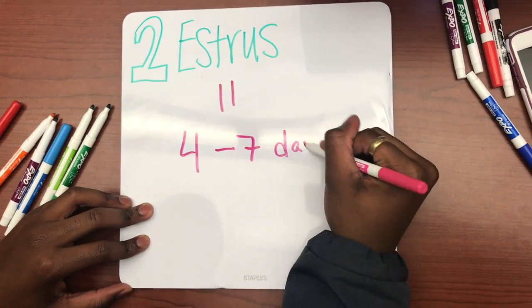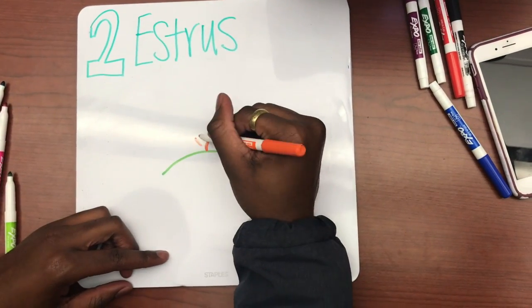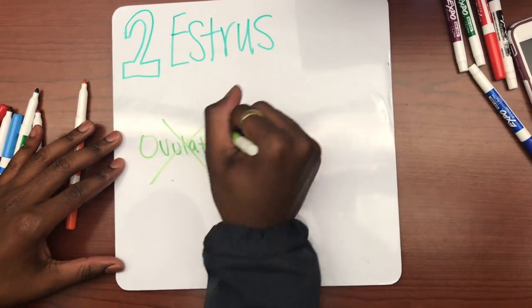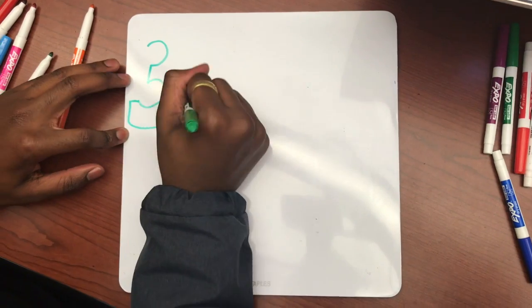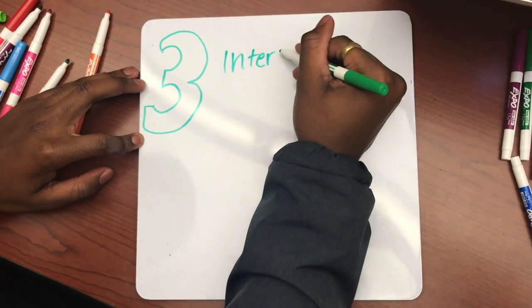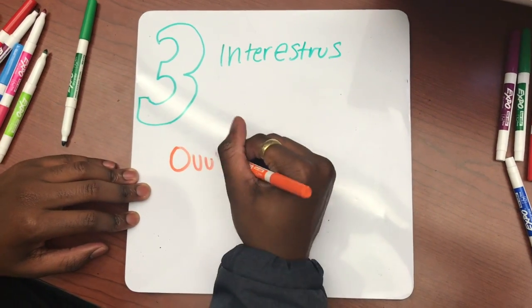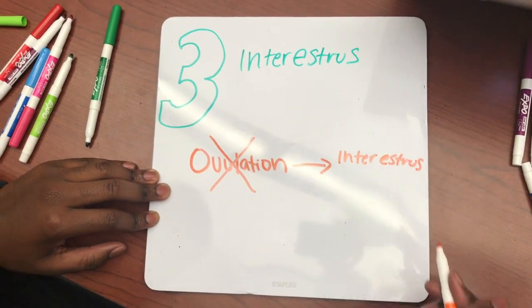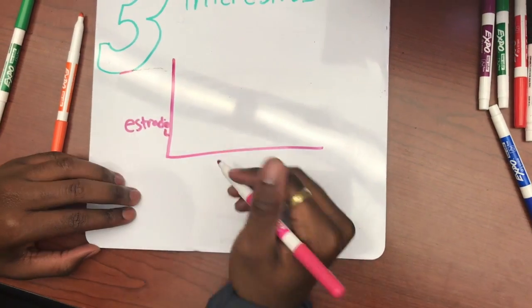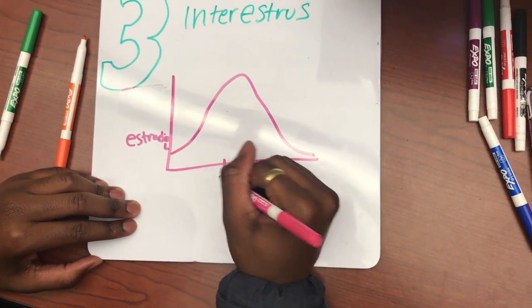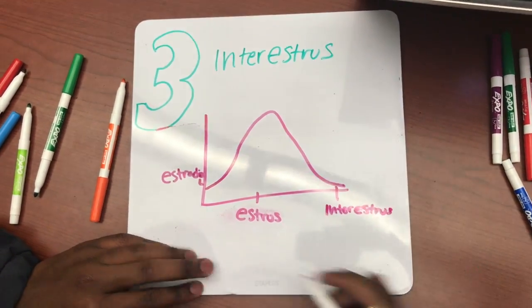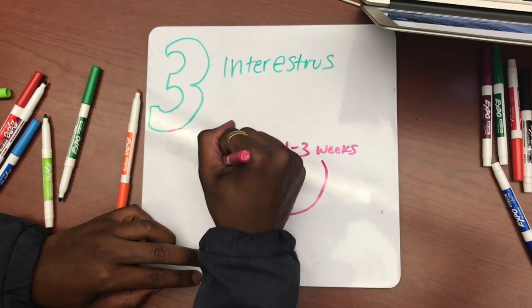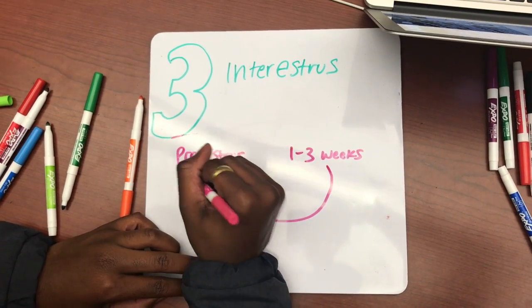Estrus lasts an average of 4 to 7 days, and the queen enters estrus every 17 days during long photoperiods if they do not ovulate. When a queen does not ovulate after estrus, interestrus will follow. This is the intermediate period of sexual inactivity between successive waves of follicular function in cycling queens. At this time, serum estradiol concentrations will return back to base levels and breeding behaviors will cease. Interestrus lasts from 1 to 3 weeks, after which the queen will return to proestrus.